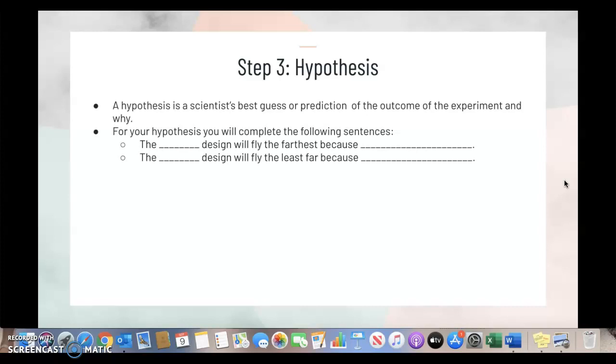Okay, so I might say that I think the dart design, which is just one of the names from the website, will fly the farthest because it has really small and skinny wings. That might be my reasoning, okay?